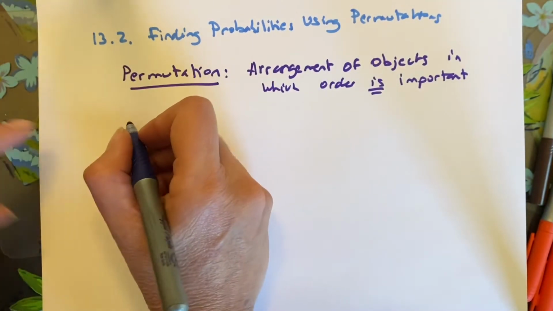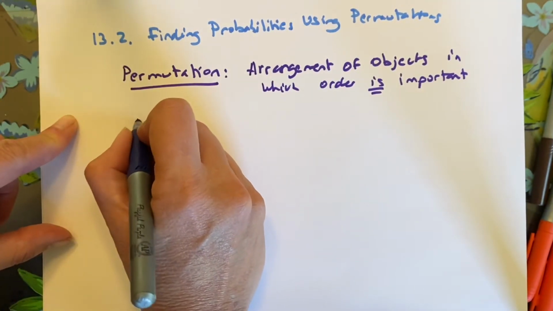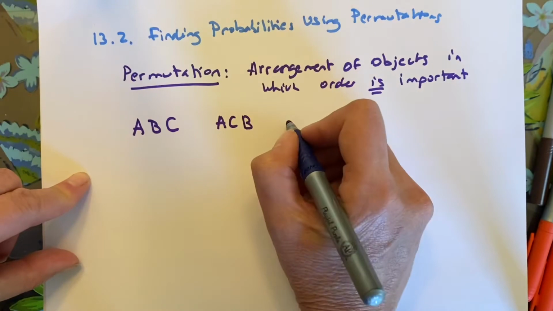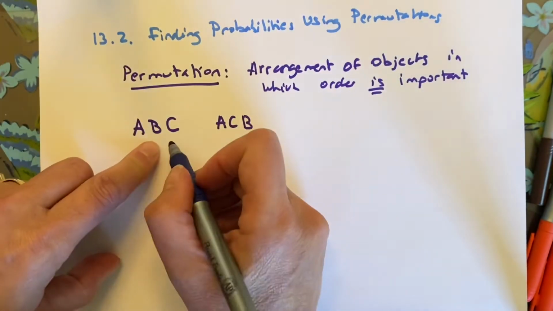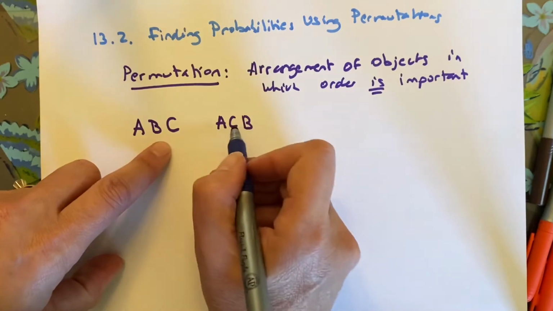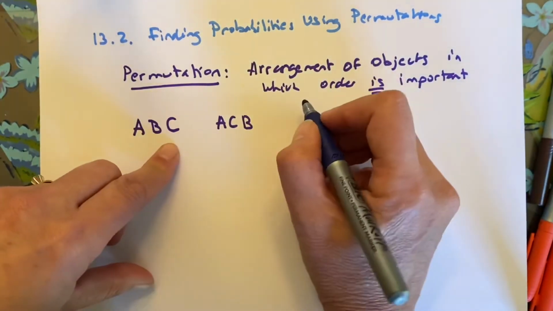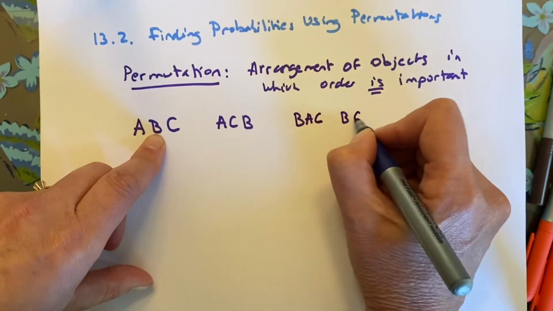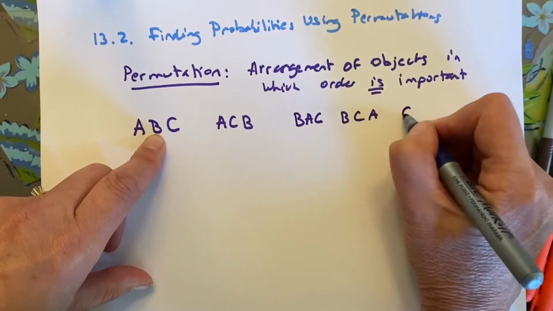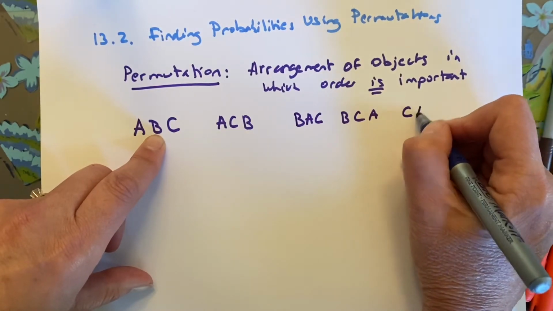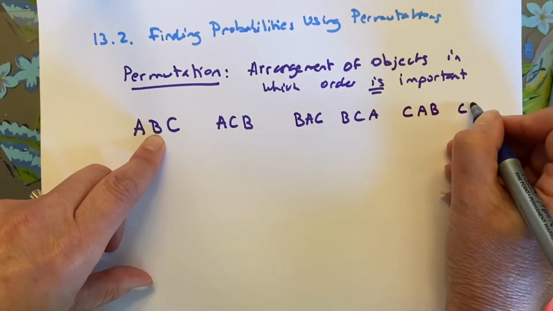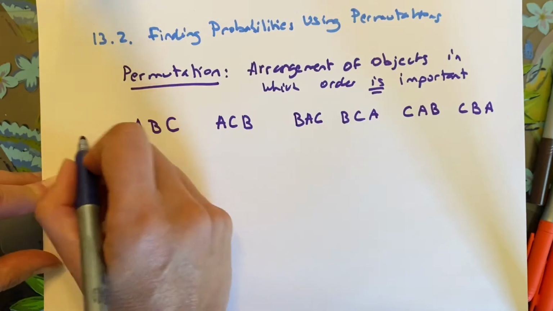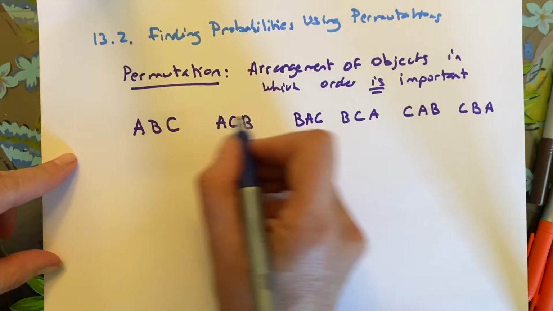So in permutations of the letters A, B, C, you have A, B, C, and A, C, B, right? You can start with A, and then you have two options. B is next and then C, or C is next and then B. You could also start with B, and you have two options with B. You can do A and then C, or C and then A. Same thing with C. You start with C, and then you can have A and B, or B and A. So you have 6 permutations of the letters A, B, C.